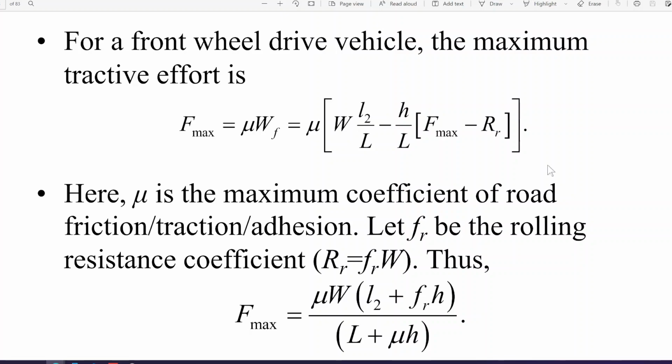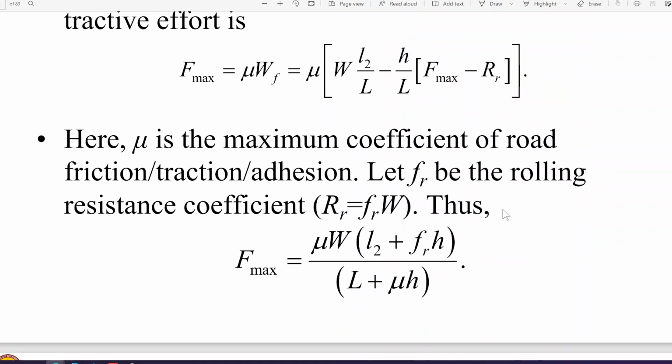Okay, so then we can substitute F max as mu into WF, which equals mu into this portion, which is essentially the expression of WF which we derived.